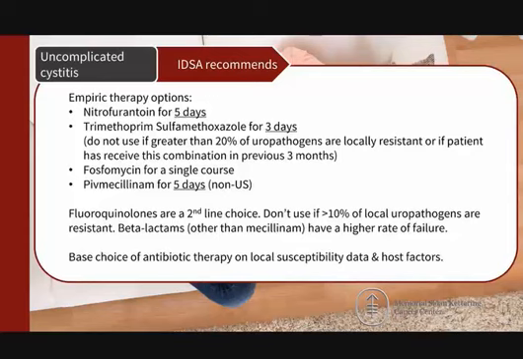In the patient with uncomplicated cystitis, the Infectious Diseases Society of America guideline recommends empiric therapy with either nitrofurantoin for 5 days, trimethoprim sulfamethoxazole for 3 days, a single dose of fosfomycin, or pivmecillinam, which is not available in the U.S., for 5 days. Trimethoprim sulfamethoxazole should not, however, be prescribed if greater than 20% of uropathogens are locally resistant, or if the patient has received this combination in the previous 3 months.